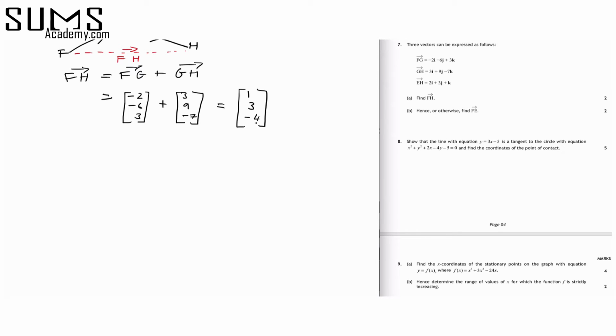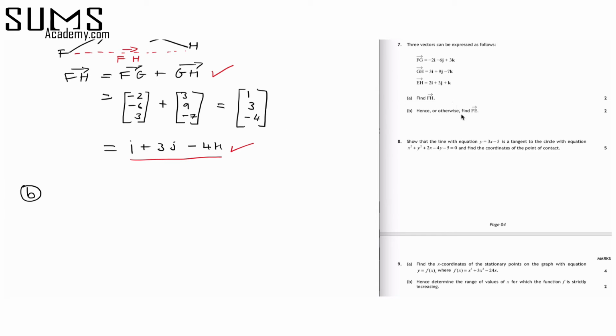But we're not quite done yet. You want to put it back into component form. So this is going to equal i plus 3j minus 4k. That's your final answer there. So you get 1 mark for identifying the pathway, that's up there, and then you get a second mark for stating FH. Okay, so hence part B, hence or otherwise find FE.